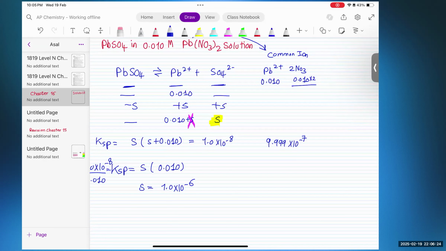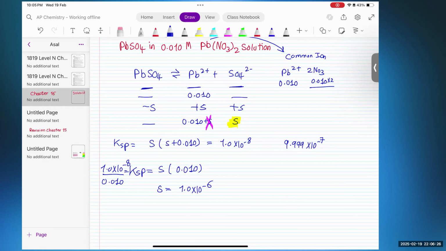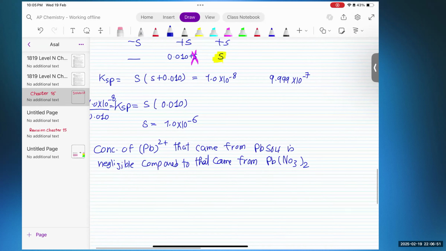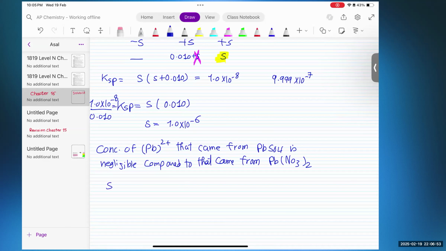That's why I will say that the concentration of lead that came from lead sulfate is negligible compared to that came from the lead nitrate, which is what it says in the paper and in the answers. It says that S is much smaller than 0.01, so compared to it, it is a useless number. Okay, let's look at the next one.